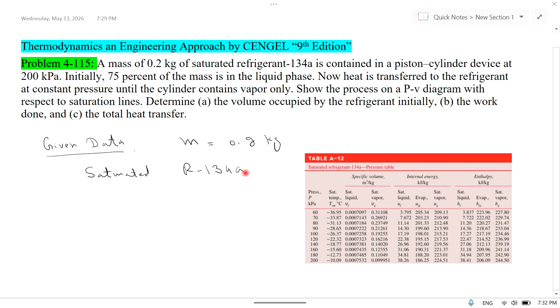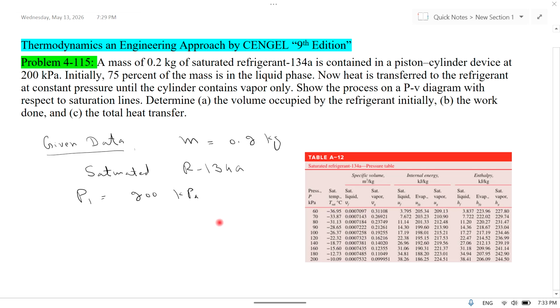The piston cylinder device is given at 200 kilopascal. P1 is equal to 200 kilopascal. Initially, 75% of the mass is in the liquid phase.